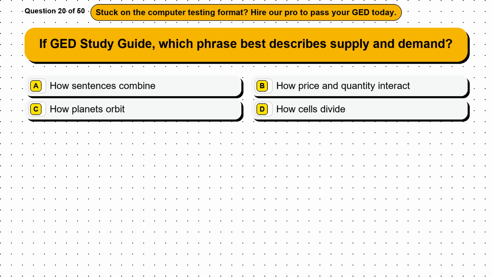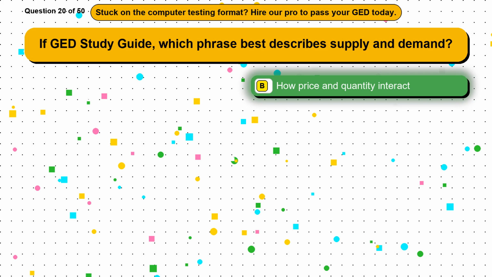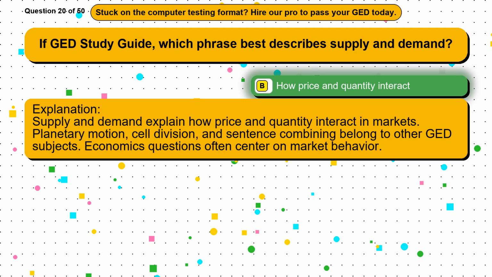Question 20. If GED Study Guide, which phrase best describes supply and demand? Option A, how sentences combine. Option B, how price and quantity interact. Option C, how planets orbit. Option D, how cells divide. The correct answer is option B, how price and quantity interact. Supply and demand explain how price and quantity interact in markets. Planetary motion, cell division, and sentence combining belong to other GED subjects. Economics questions often center on market behavior.